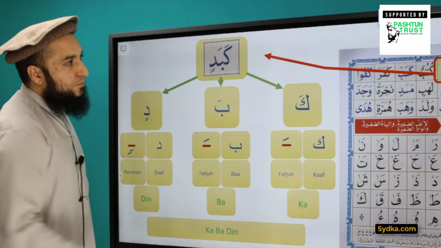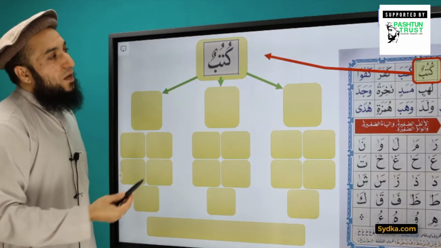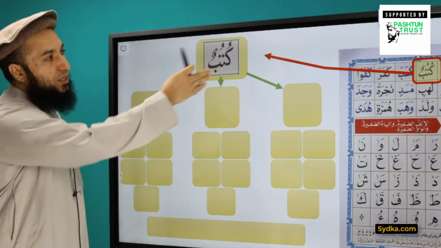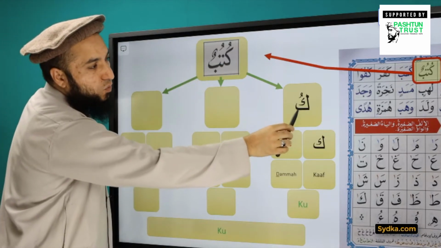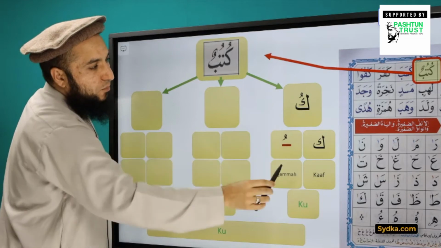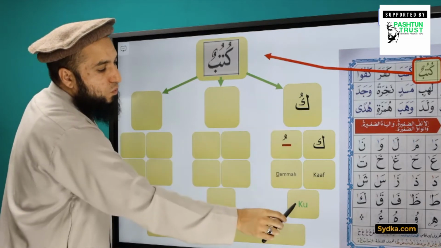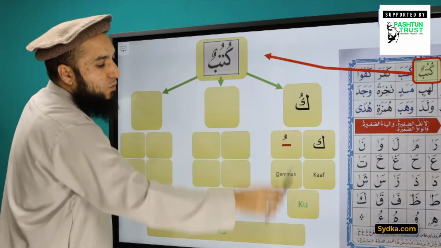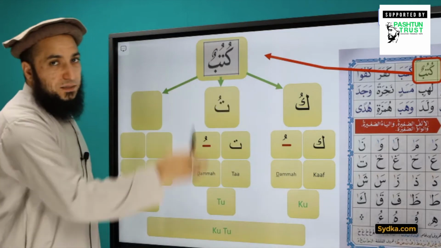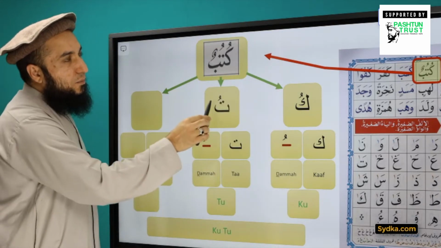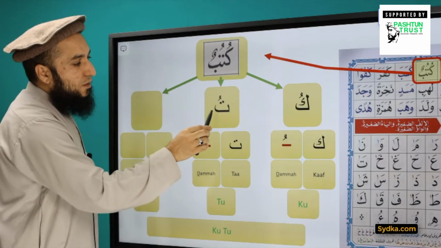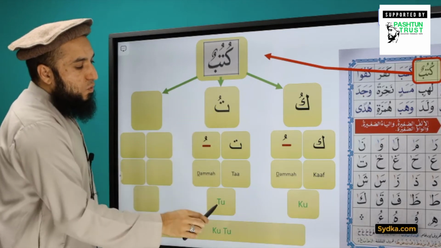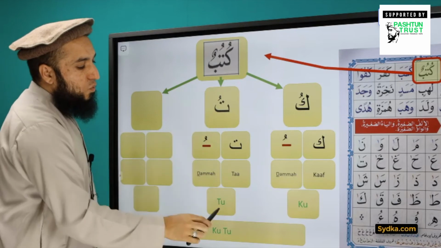So the next word we have is kutubun and it has three syllables. The first syllable we have is kaf dhamma ku. Kaf is not silent and we have dhamma. Kaf dhamma ku. The second syllable we have is ta dhamma tu, and ta is not silent and we have dhamma. Ta dhamma tu.